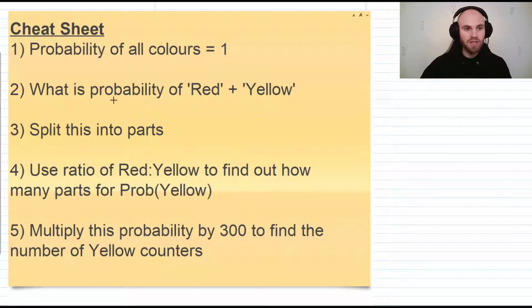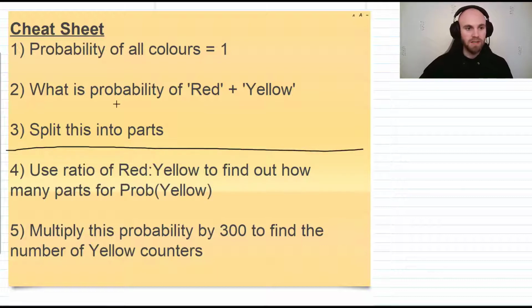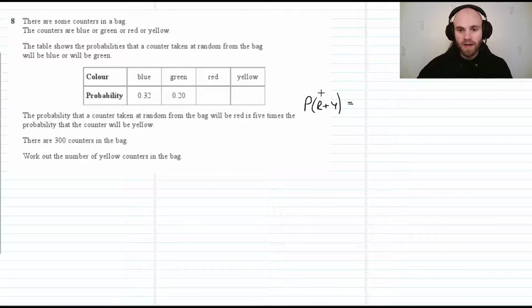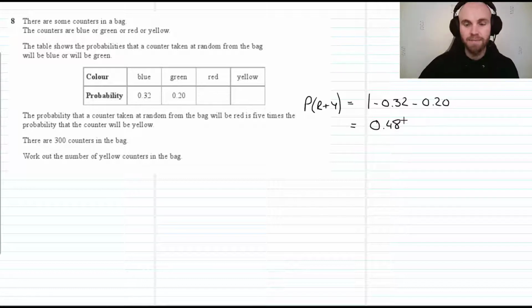So if we go to the cheat sheet, I'm just going to split this here. We'll do the first 3 to begin with. So the probability of all colors is going to equal 1. Part 2, what is the probability of red plus yellow? And then we're going to split this into parts. So the probability for red and yellow is going to be 1, which is the total probability of all of this, minus the 0.32 for blue, minus the 0.20 for green, and this is going to leave us with 0.48.